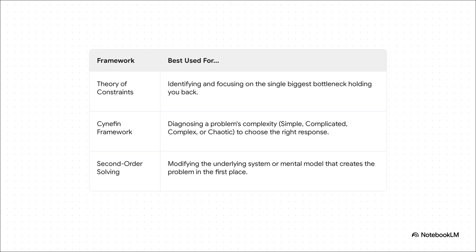So, for example, you might use the theory of constraints to find that one single bottleneck that's just choking your entire process. Great, but then you could use the Cynefin framework and realize, wait a minute, the reason for that bottleneck isn't some simple mechanical issue, it's actually a complex cultural problem. And that insight points you straight to second-order solving. Now, you're not just trying to fix the machine, you're trying to change the team's whole mindset about how work gets done. See the difference? It's a tactical fix versus a total strategic transformation.